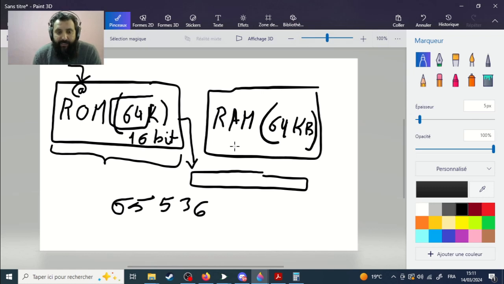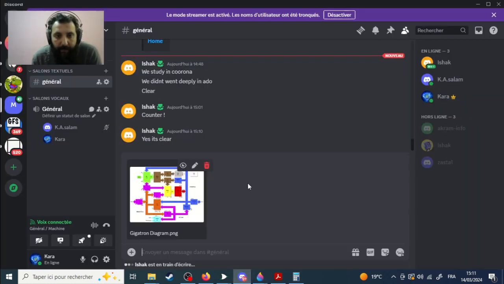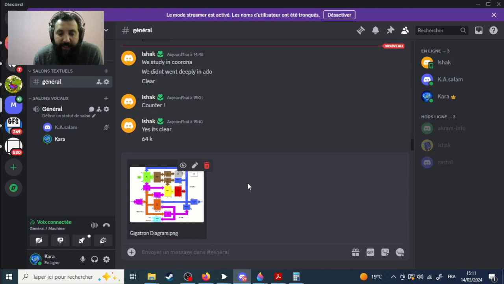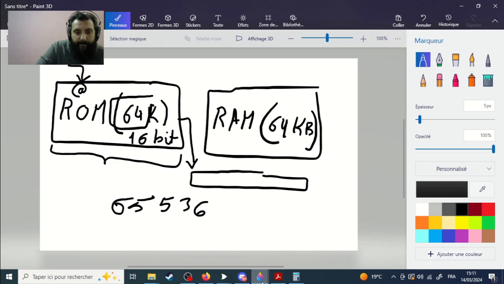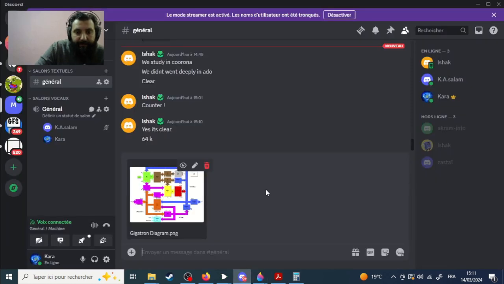To address 64K cells, we need an address of how many bits? Yes, how many bits do I need to address this 64K? How many bits do I need? 16 bits. Yeah, we will need 16 bits.